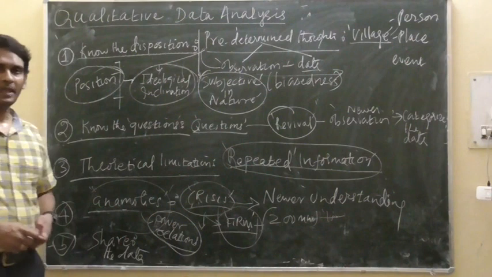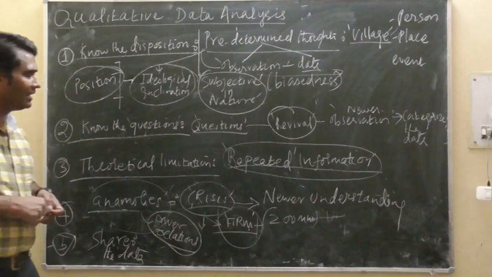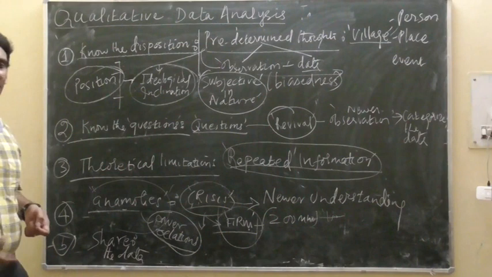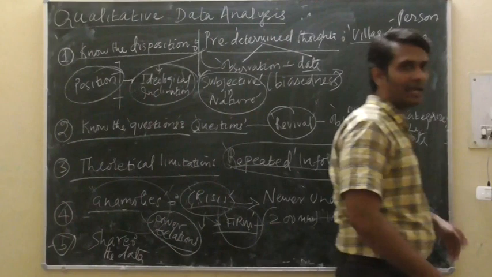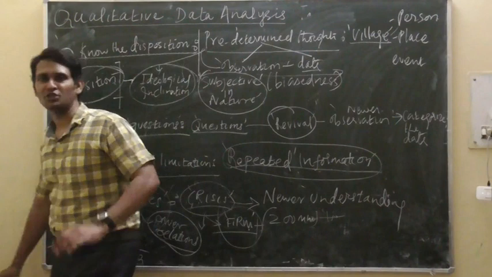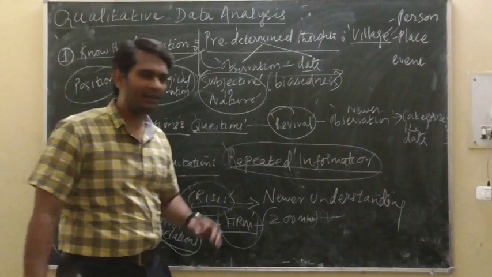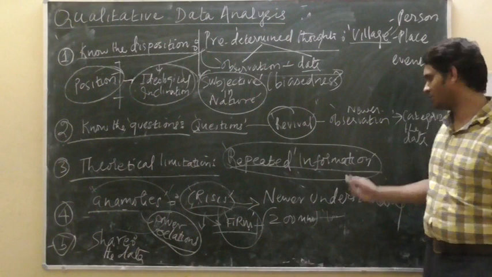These questions will be revived over and over again over a period of time, whenever you make observations or newer understanding comes. At the same time, this newer understanding will help you to categorize the data. Then you should also know the theoretical limitations or saturation. Theoretical saturation is when you get repeated information and you're not able to get newer insights, meaning you're not able to develop new concepts.